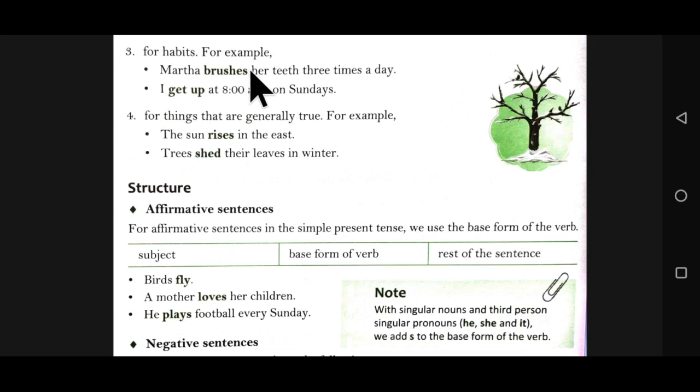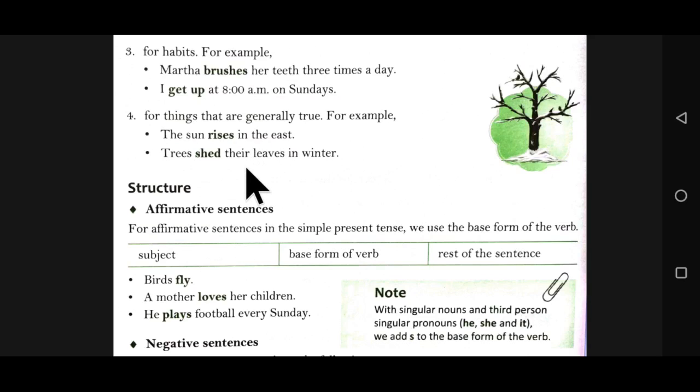Now the fourth place where we use simple present tense is to show things that are generally true. For example, the sun rises in the east. So this is a true statement, okay? This is a statement that is generally true. So in such cases also, we use simple present tense.